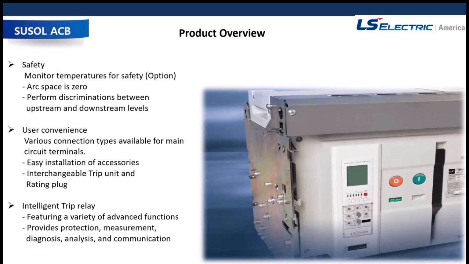Okay, product overview. Safety: monitoring temperatures for safety is an option. We do have RTDs available and the little unit that interfaces with the air circuit breaker. It performs discrimination between the upstream and downstream levels, like I said earlier. User convenience: varied connection types are available for main circuit terminals. That's vertical, horizontal, or mix. Easy installation of accessories, interchangeable trip units and rating plugs, and intelligent trip relays, featuring a variety of advanced functions all the way up to the super type. They provide protection, of course, measurement, diagnosis, analysis, and communication. Typically, communication is Modbus RTU.